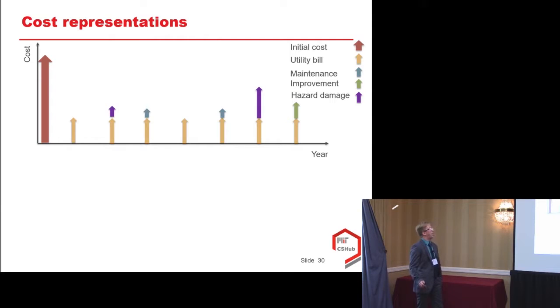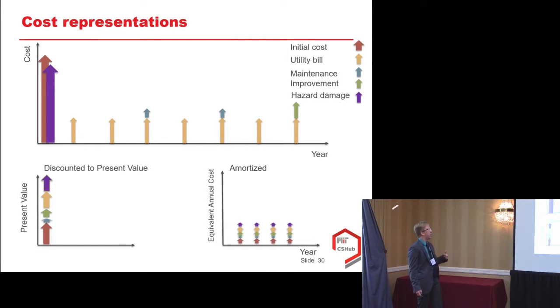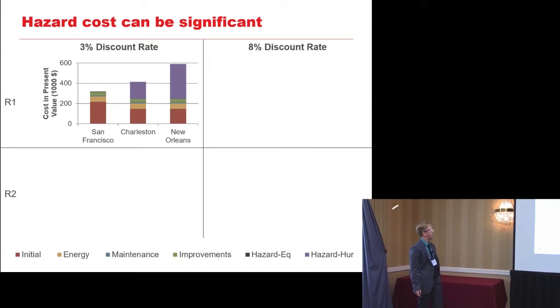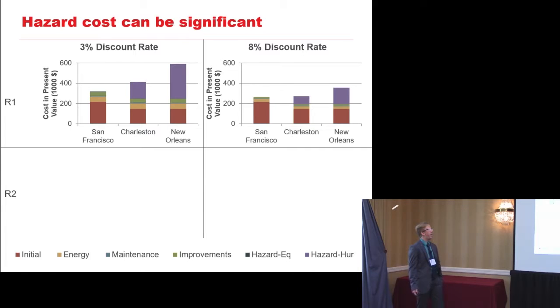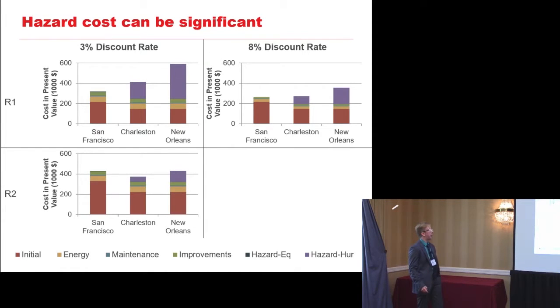So I'm just going to zip along here, and hazard damage, we don't know exactly when that's going to happen because it's a random process. So we can discount it to present value and spread it across equally also. So we can see here, if we choose a 3% discount rate versus an 8% discount rate, the importance of these different factors is going to change, and we can see that the hazard impact of hurricanes is much greater than it is versus the earthquakes, and that in the future it matters much less.